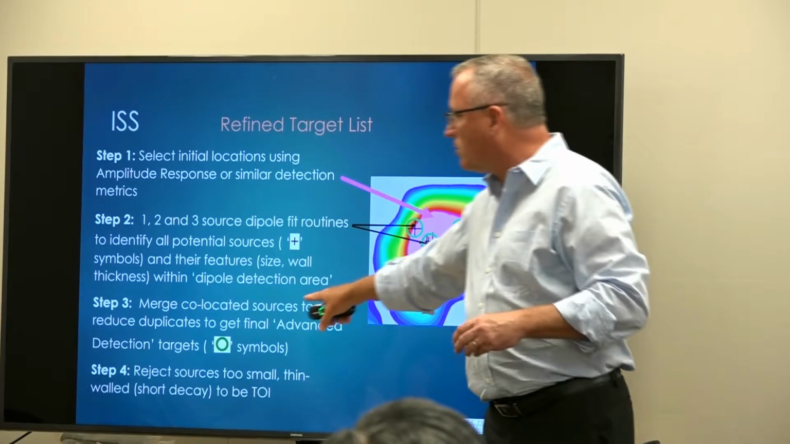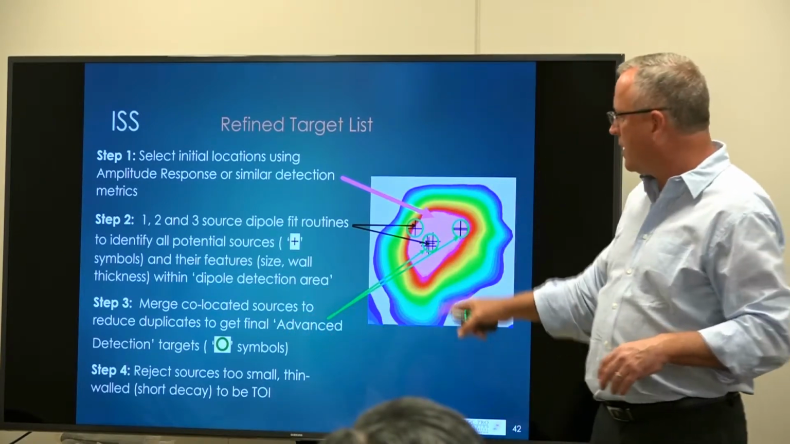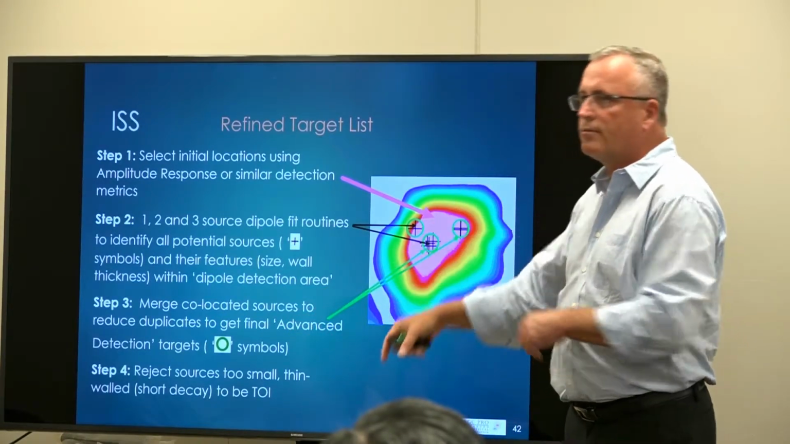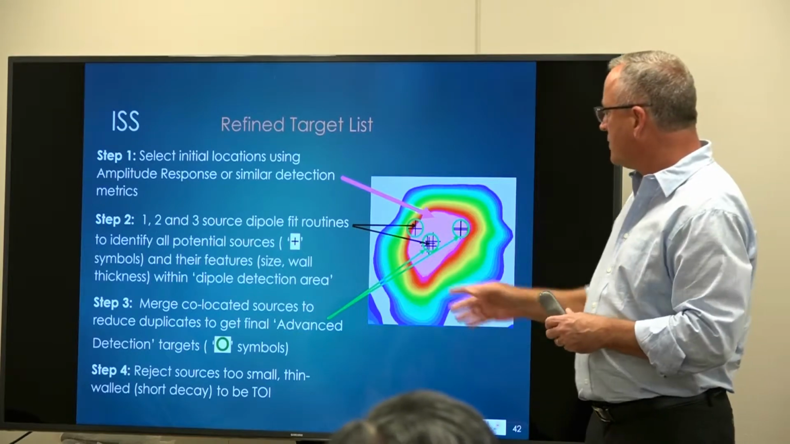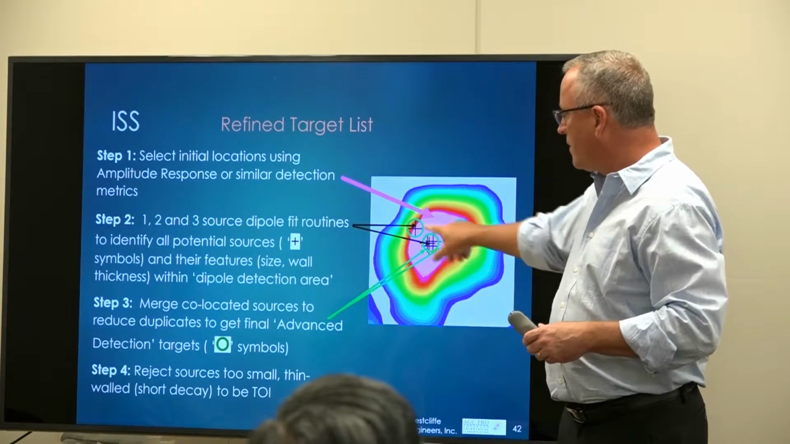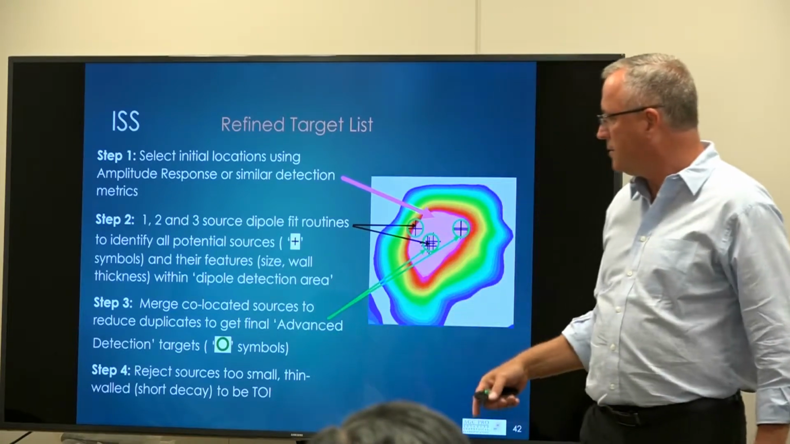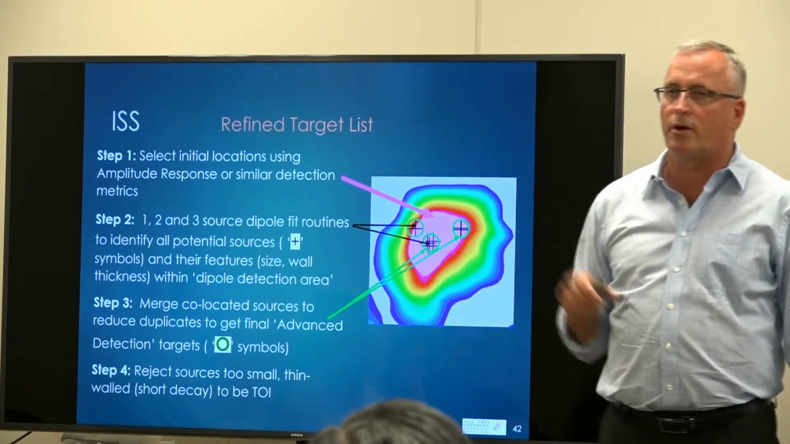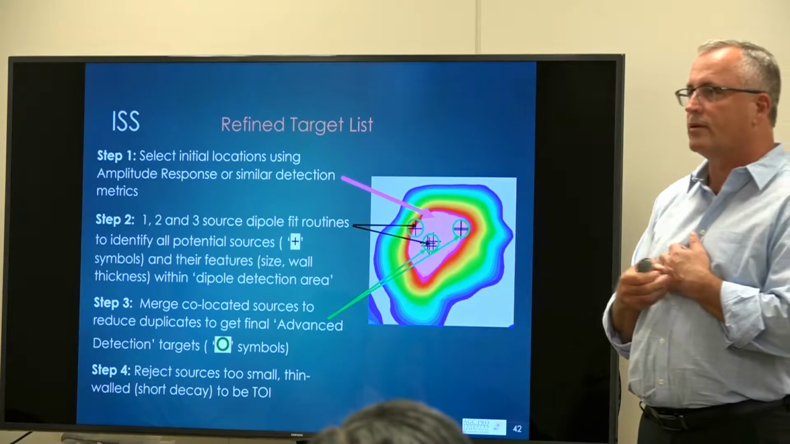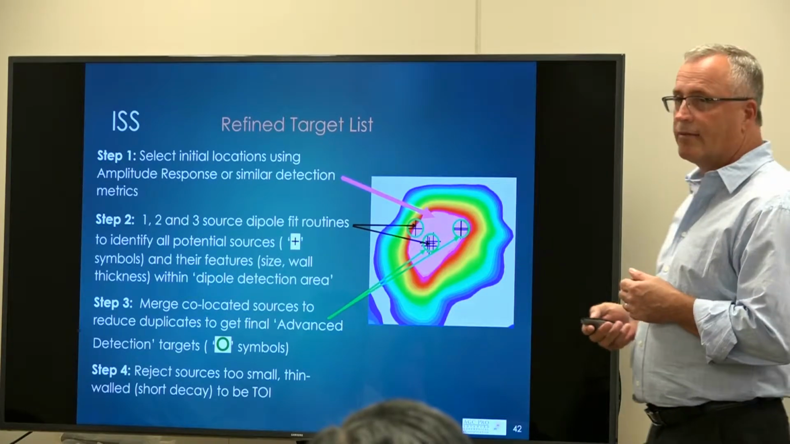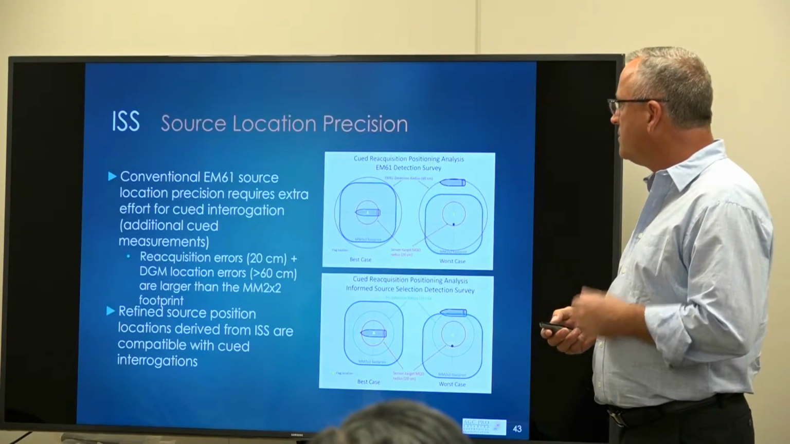It will merge the co-located sources that are obviously from the same target, merge them together to give our final list of sources. And then, based on the size and decay, you can get rid of all the small stuff and identify things that are obviously targets.